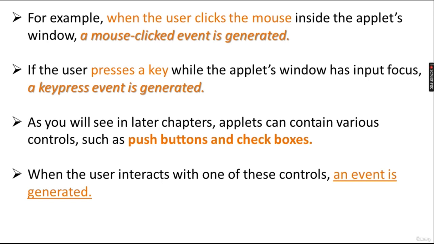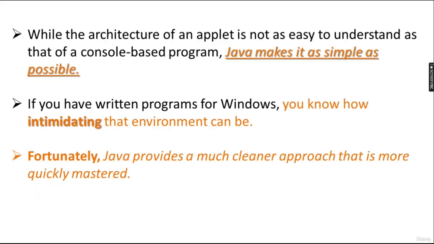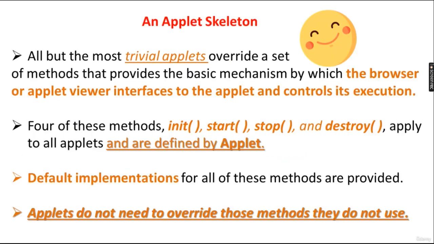When the user interacts with one of these controls, an event is generated. While the architecture of an applet is not as easy to understand as that of a console-based program, Java makes it as simple as possible because Java is a simple language to understand. If you have written programs for Windows, you know how intimidating implementing that environment can be. Java provides a much cleaner approach, and by using this, we will master the applet very quickly.